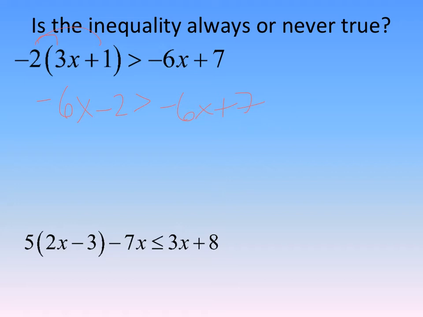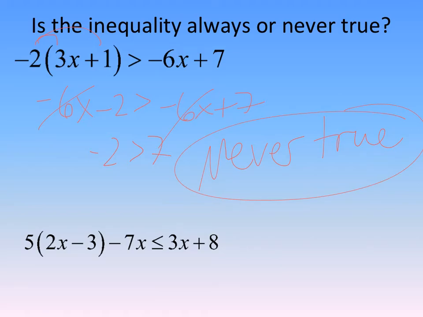Then let's see here. We've got -6x minus 2 greater than -6x plus 7. So if I were to add 6x to both sides, these are going to basically cancel out, and I'm left with -2 is greater than 7. Is -2 greater than 7? No, that's not a true statement, so never true.